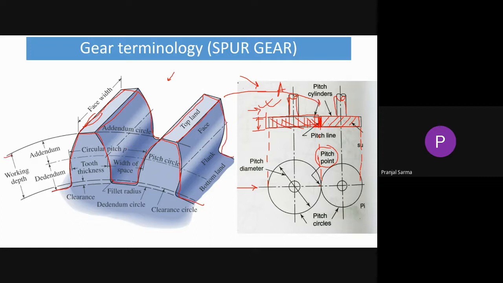Here, if you consider the upper portion of the teeth and the corresponding teeth, and go like this, you will be able to draw one circle. That circle we are drawing. Then from the mid portion, from the pitch point, we draw the pitch circle. Similarly, at the root portion, we draw a circle like that. With respect to this, we are going to show the different terminologies.